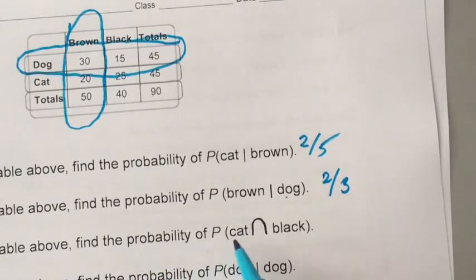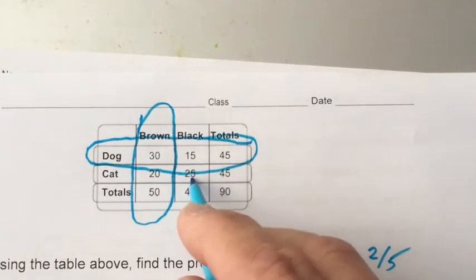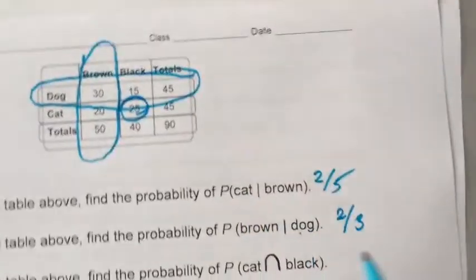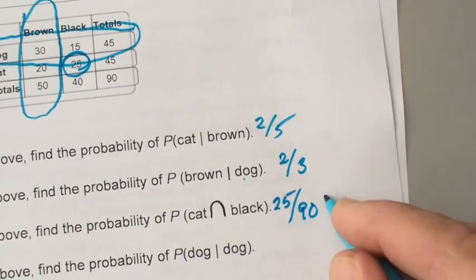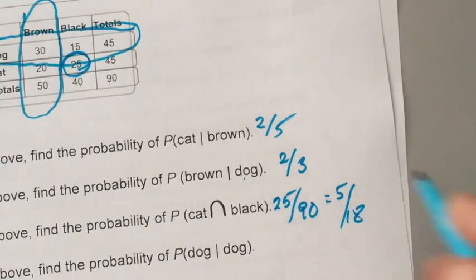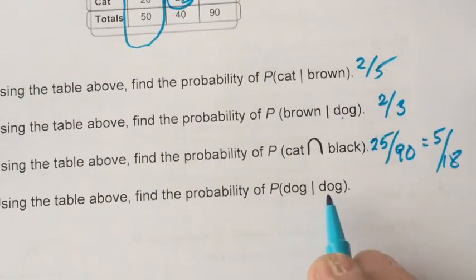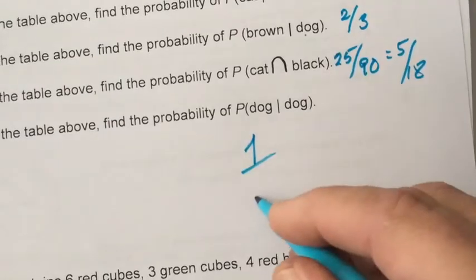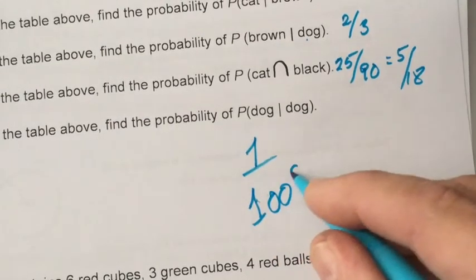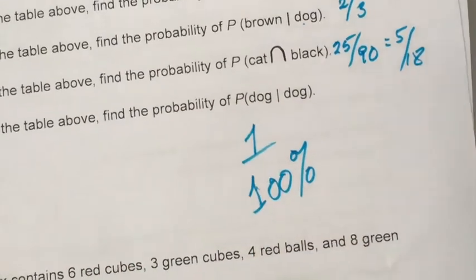Find the probability that you got a cat that was also black. Cat black. 25 of those out of 90. 25 out of 90, so I think that's 5 out of 18. Okay. If I tell you you got a dog, what's the probability that you got a dog? 100%. 1. If you write 100, then you should write percent after it. If it's just the probability, it's 1.